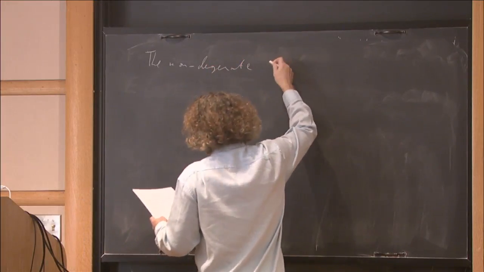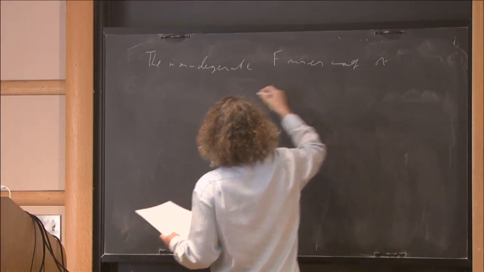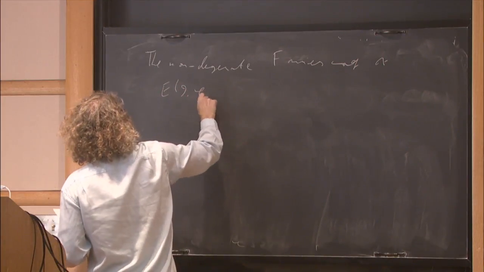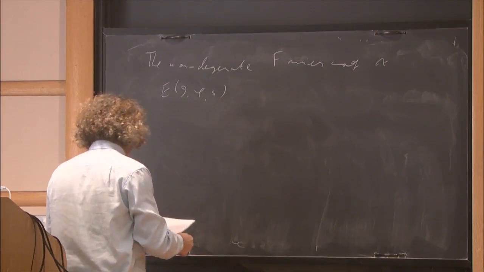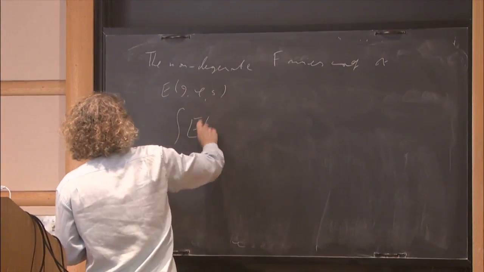Okay, so now we can consider the non-degenerate Whittaker or Fourier coefficient of this Eisenstein series. And of course, we will get to the Langlands-Shahidi theory, so to speak. So, okay, formally this is this thing.